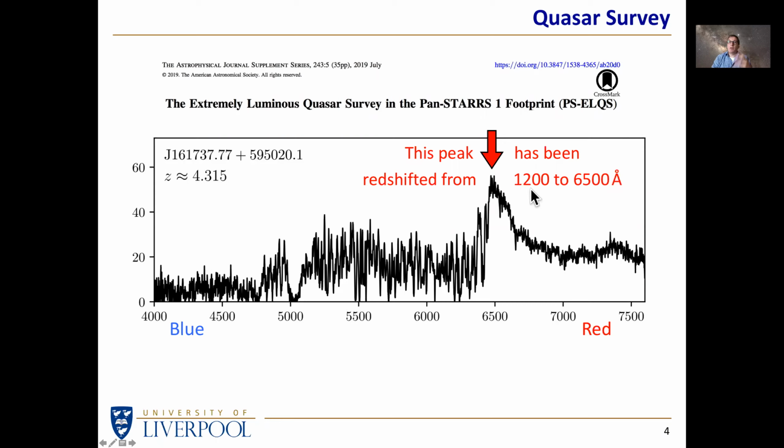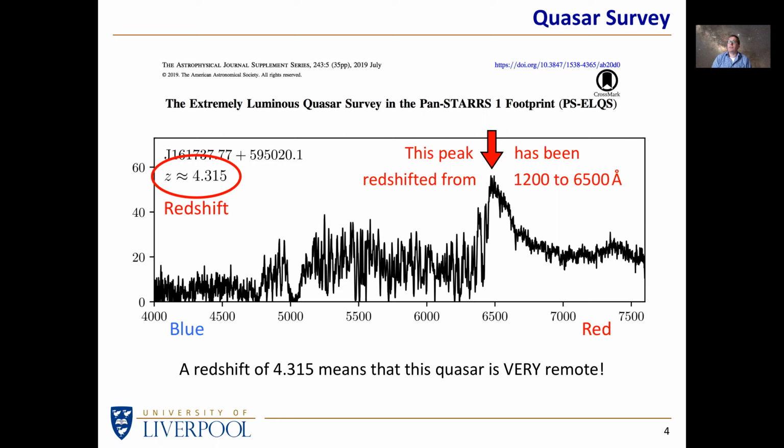We can measure, or quantify, how much that shift is by looking at the shift itself, in this case the difference between 1,200 and 6,500, so that's 5,300 angstroms. We look at that shift relative to the original value. In other words, it's shifted by 5,300, its original value was 1,200, and we call that quantity, that ratio, the redshift, and we give it the symbol Z. So the redshift for this particular object is 5,300 divided by 1,200. It comes out to be 4.3 something. That is a very large redshift, and that tells us that this particular quasar is very remote.